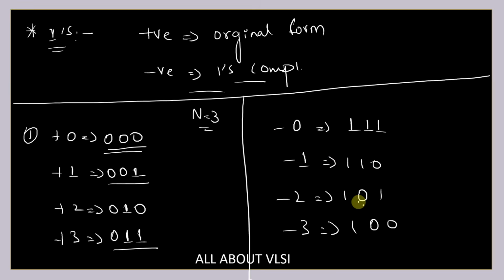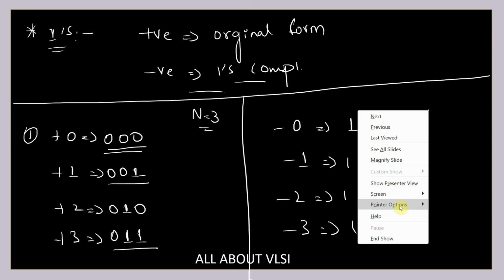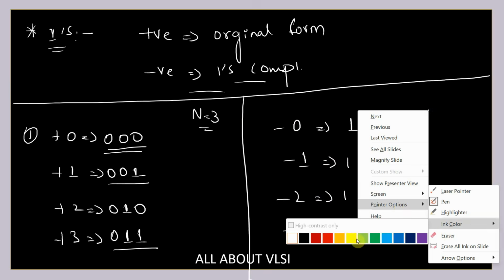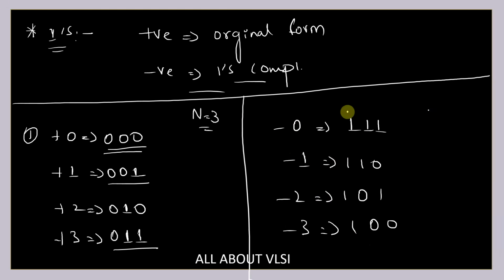I'm just representing my negative numbers in the complemented form. That's it. And if you carefully see, when I'm representing my negative numbers in 1's complemented form, automatically my MSB is 1. Can you see over here? So if I'm representing my negative numbers in 1's complemented form, my MSB is equal to 1. That means this is my negative number.